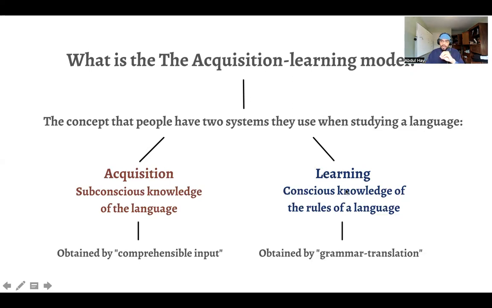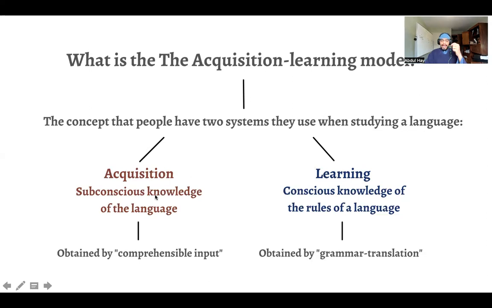In terms of the learning, so the actual conscious knowledge of the rules of the language, that is obtained by grammar translation. By us doing grammar translation, I'm going to give you the conscious knowledge of the rules of grammar, which is going to help you, as you're going to see. So that's how we're going to use our learning system with the grammar translation method.